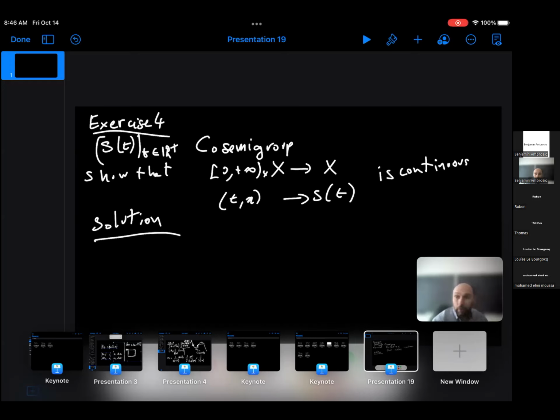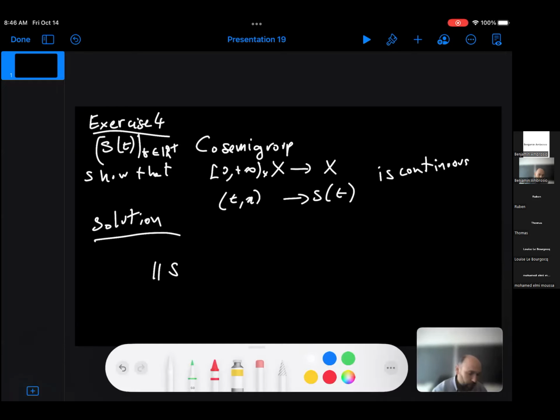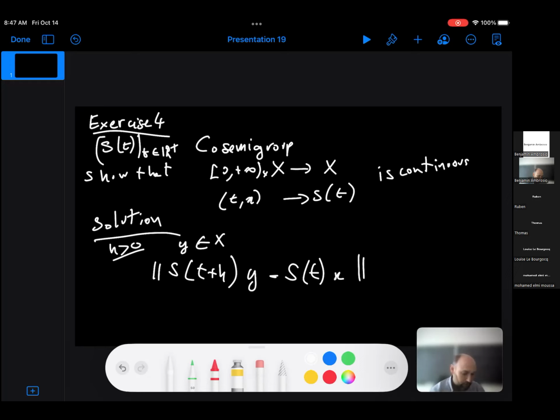We have a normed space, so it's very classical. We are just going to look at the difference between S(T plus H) applied to Y. H is a small positive number, and Y belongs to my Banach space X. And I look at the difference with S(T) of X. Here, T is a positive number, and X belongs to X.